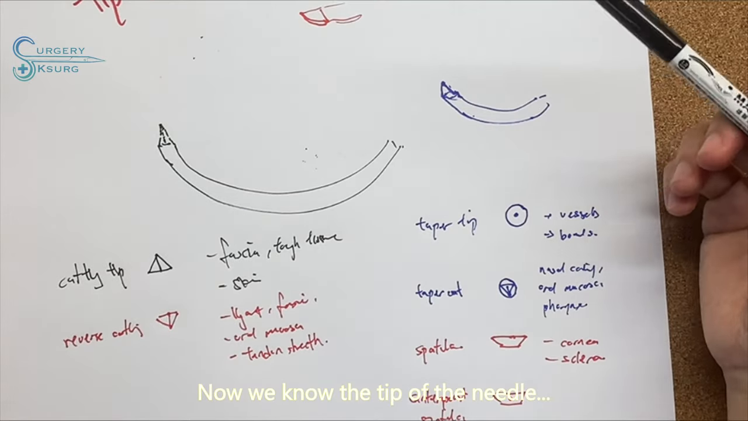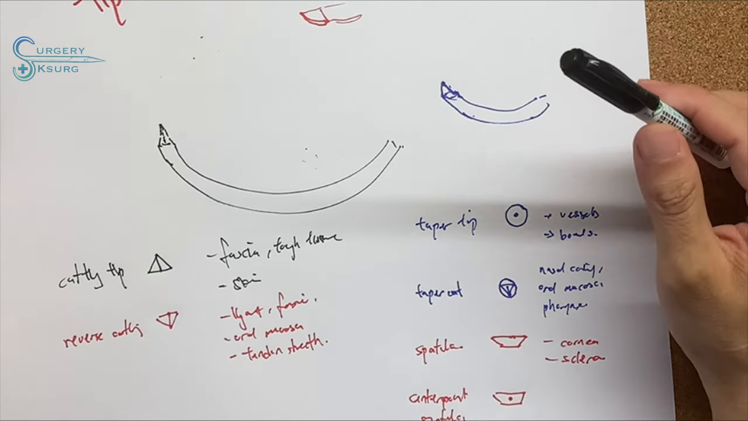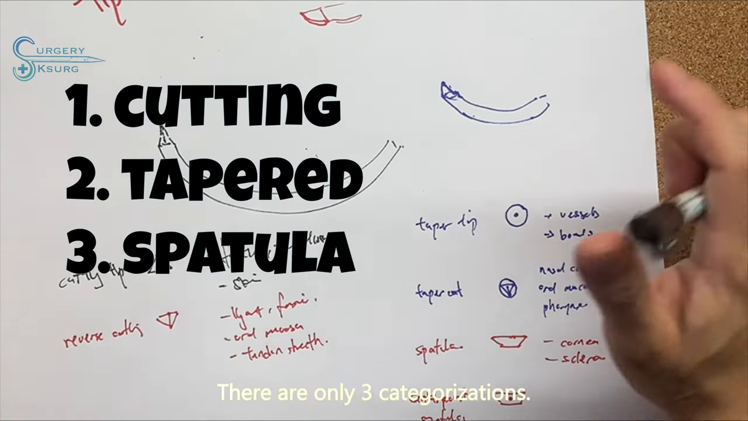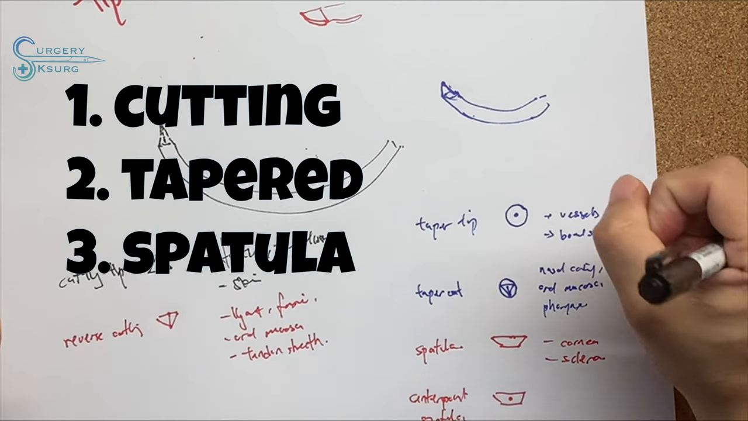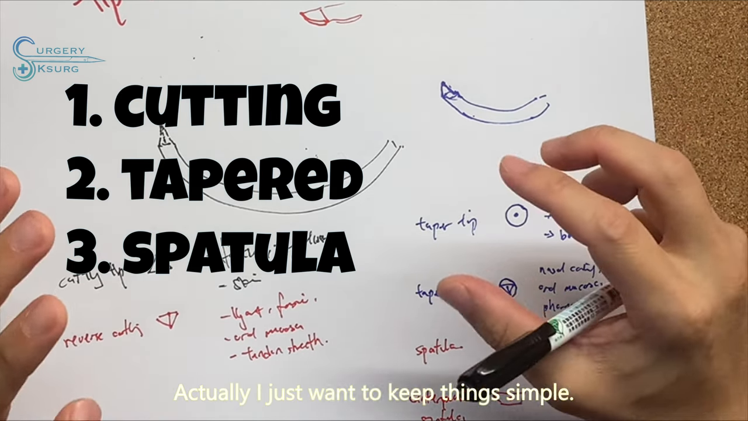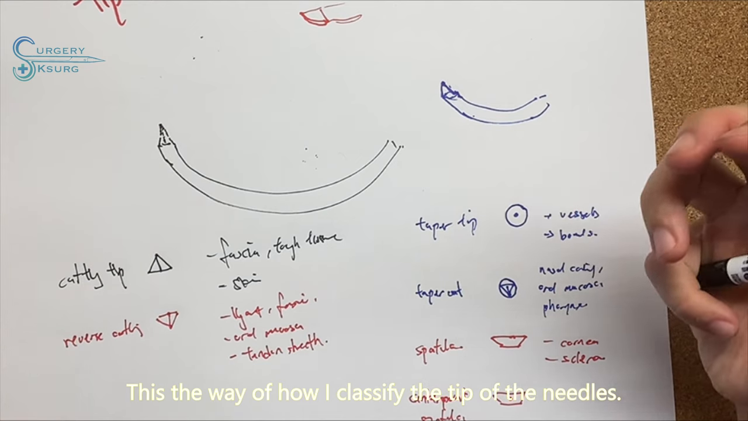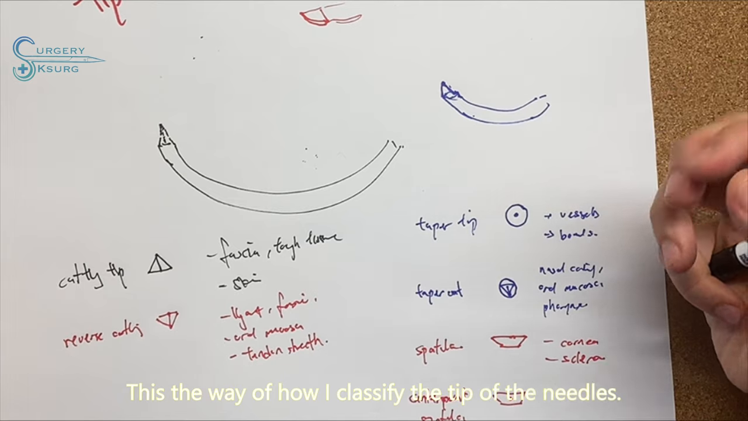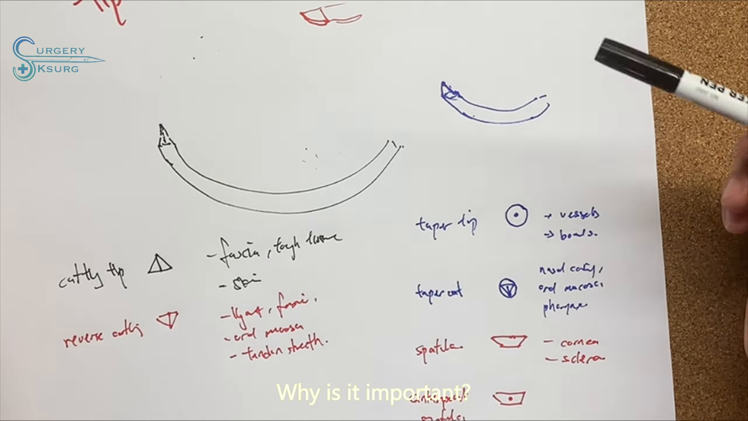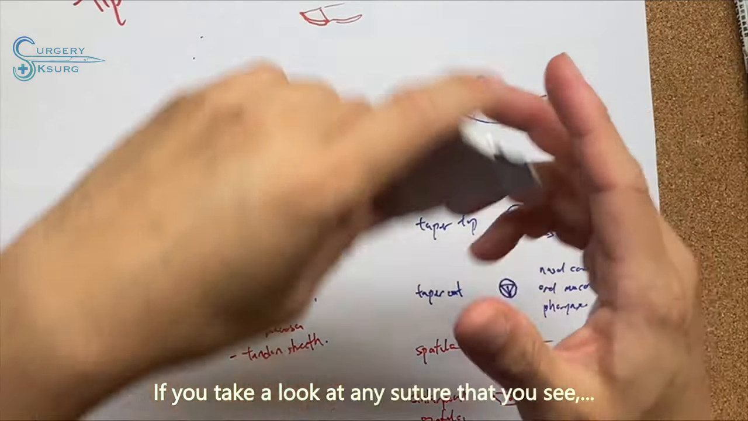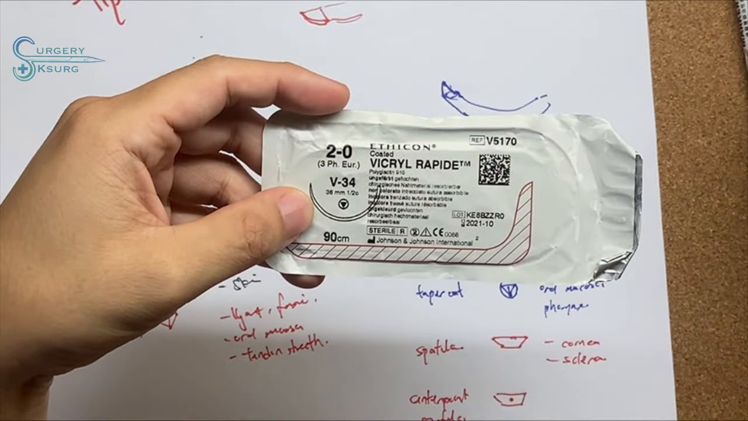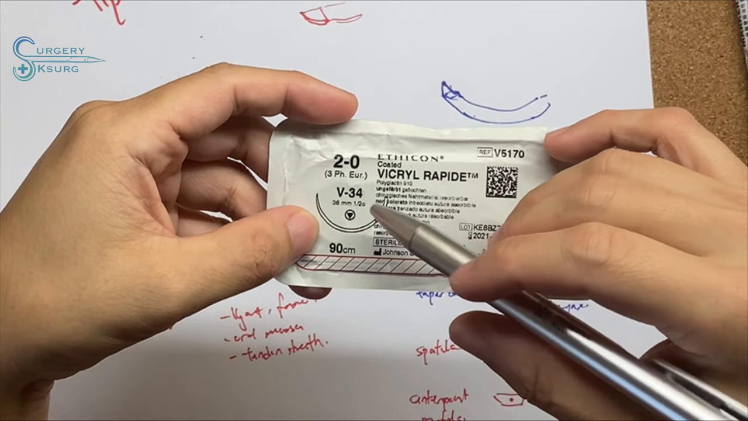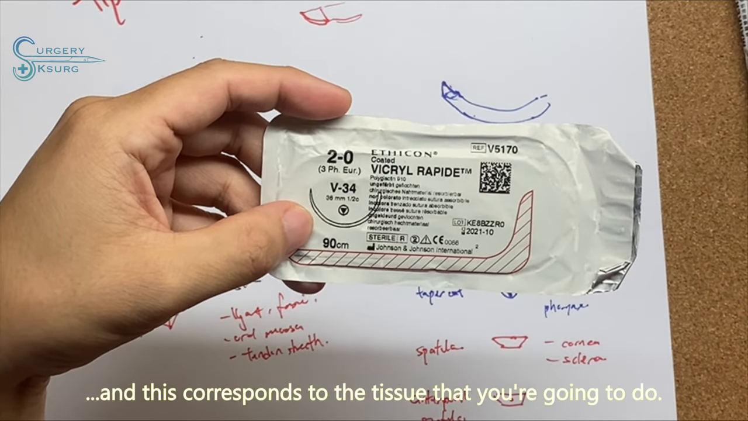So now we know the tip of the needle will be like cutting, taper, or spatula. Actually, there are only three categorizations, but there are more. So actually, I just want to keep it simple. So this is the way I'm going to classify the tip of the needle. And why is it important? If you take a look at any suture that you see, you want to know what kind of tip, and this corresponds to the tissue that you're going to do.